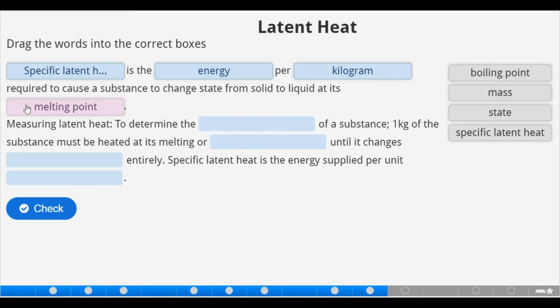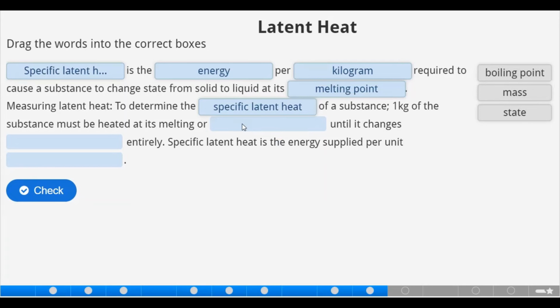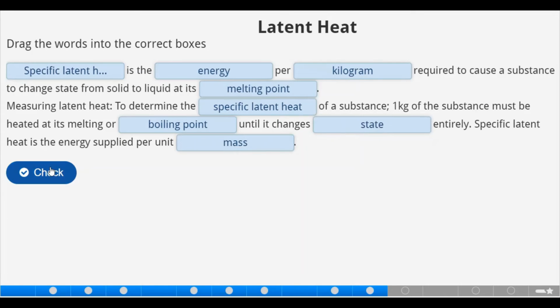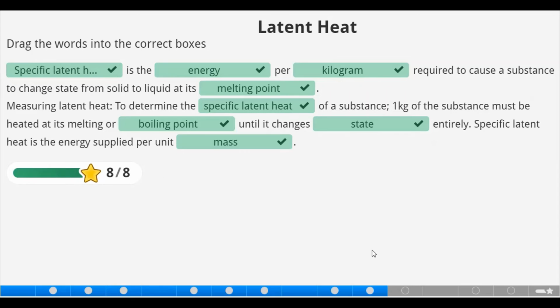How do we then measure latent heat? To determine the specific latent heat of a substance, 1 kilogram of the substance must be heated at its melting or boiling point until it changes state entirely. Specific latent heat is the energy supplied per unit mass. So we check. That's all correct.